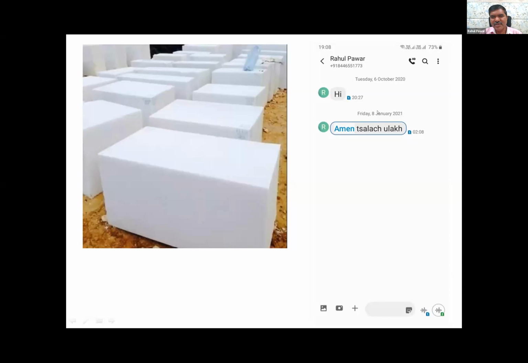Screenshot of a WhatsApp message, night, 2 a.m., 2:08. I got this dream, and I feared that I would forget that word till morning. So actually it is Velak, but in a hurry I wrote Ulak. That is Velak. Amen Salak Velak.